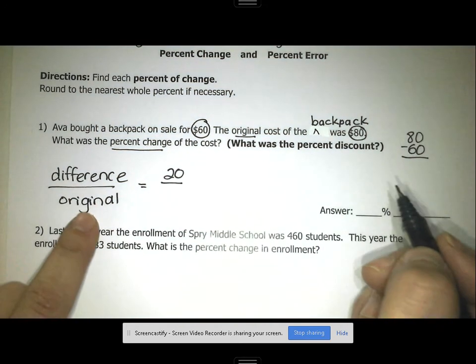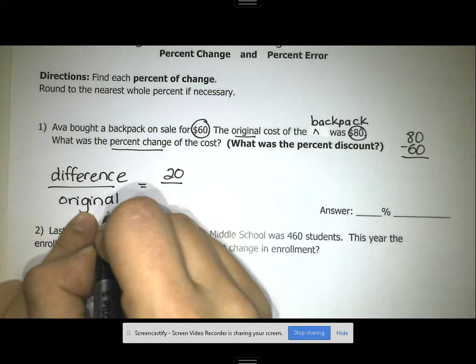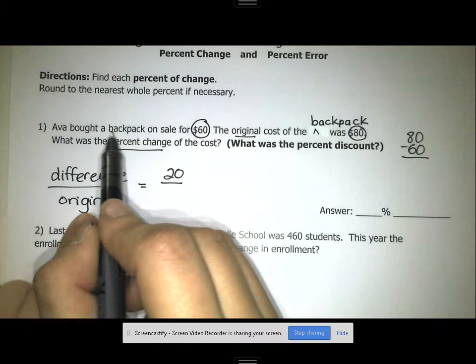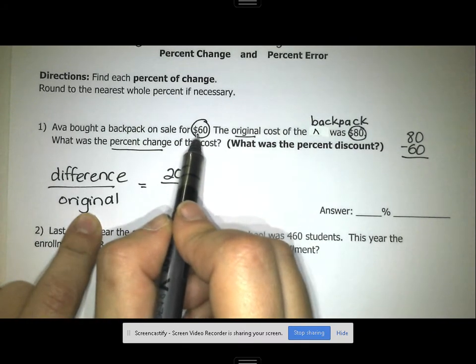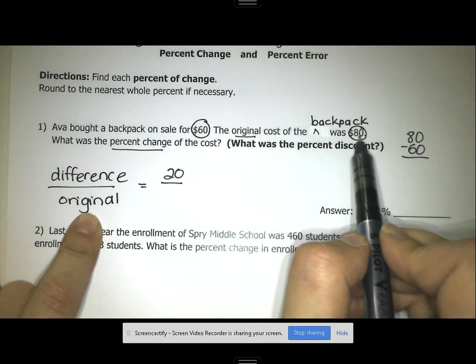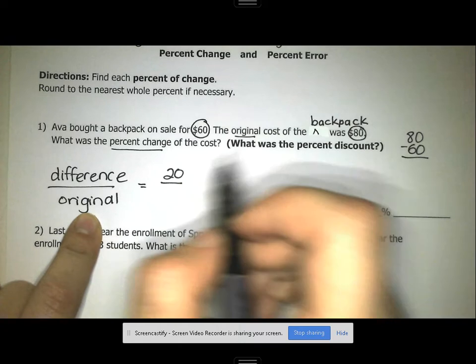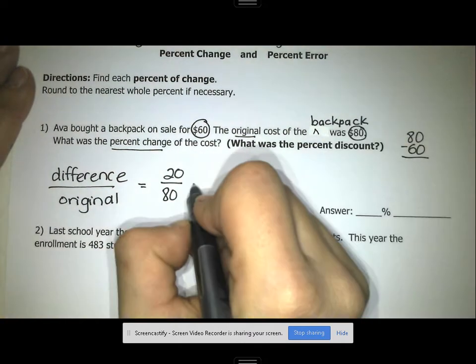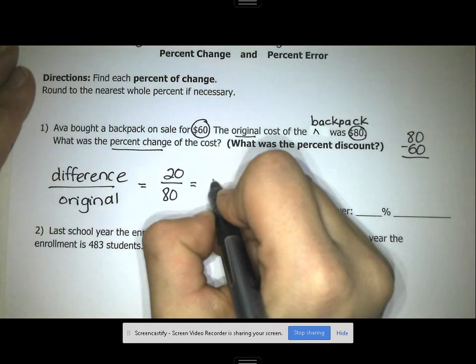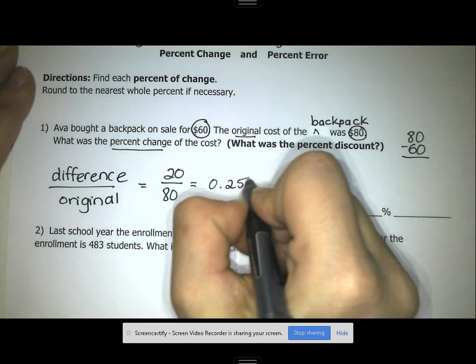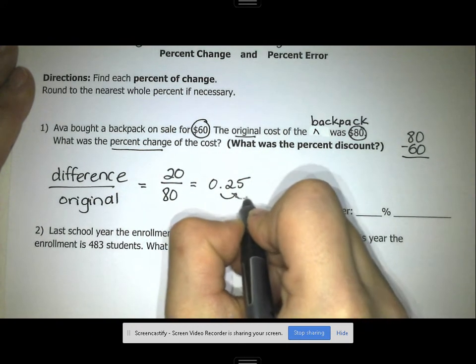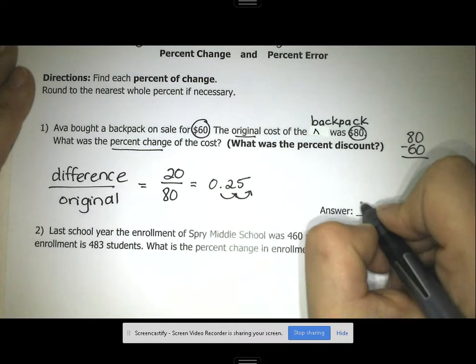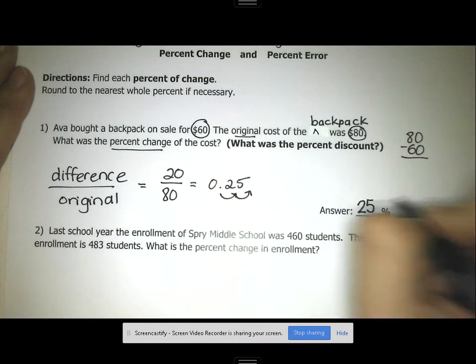And then which one was the original cost? In other words, which one happened first? Well, she bought the backpack on sale for $60, but this was the original cost. This was the cost before it went on sale. So that is the original number. You plug this in your calculator and you're going to get 0.25, and then you want to multiply that by 100 to change it into a percent. You're going to say 25%.